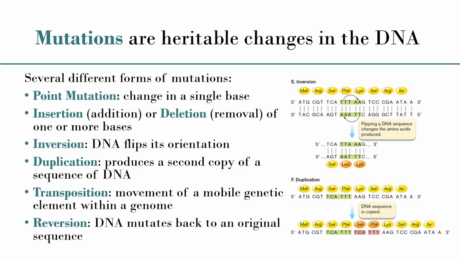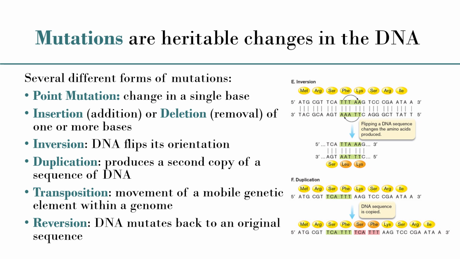So mutations are any heritable changes in the DNA, meaning the code of the DNA, the order of the A's, T's, C's, and G's, something about it gets changed. A letter gets swapped, things get deleted, things get added. And then this mutation gets passed on to the next cell or to the next organism if you are a sexually reproducing organism. So let's discuss the different forms of mutations.